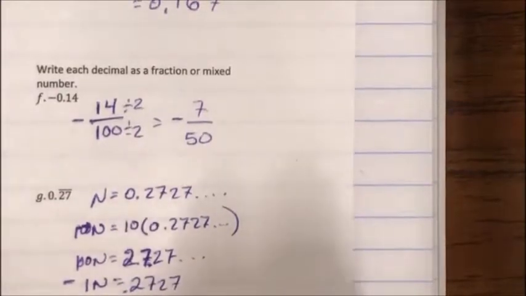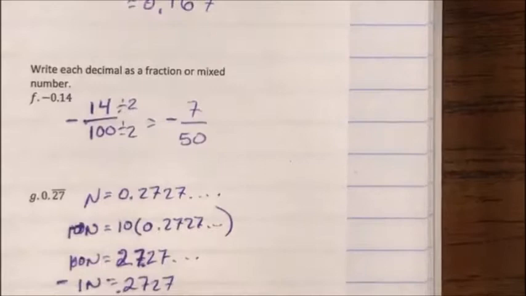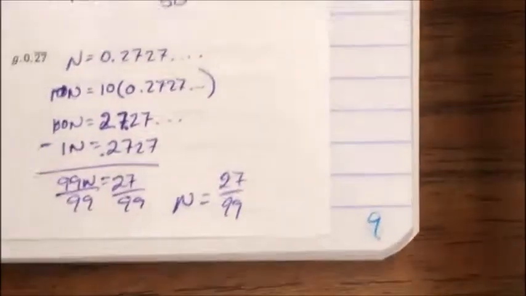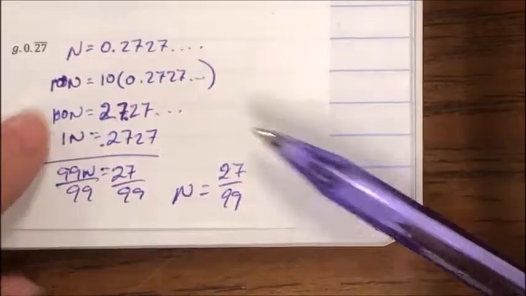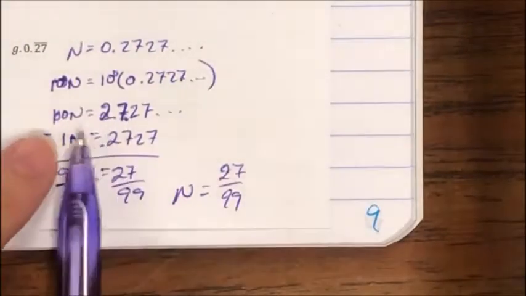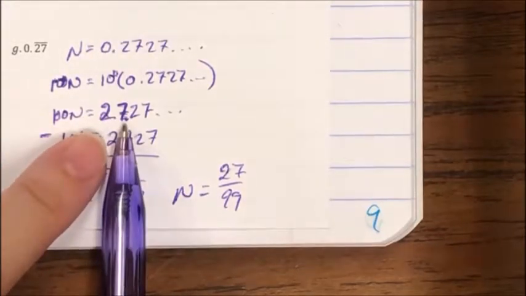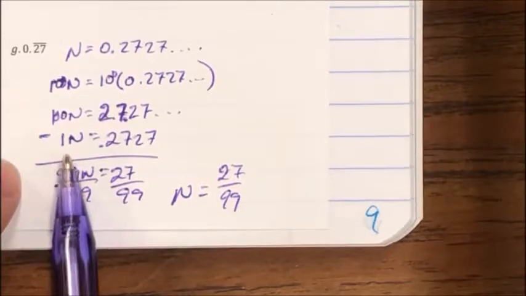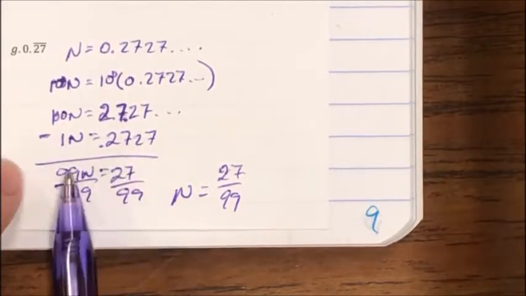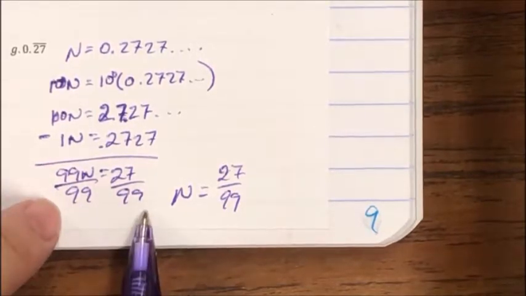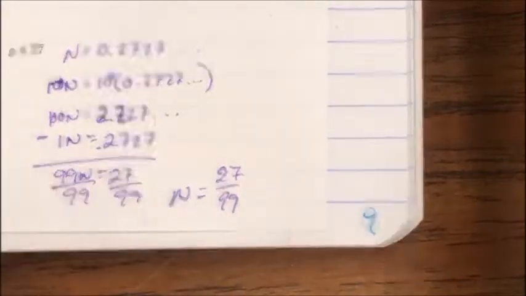I divide both sides by 99. So n equals 27 over 99. Sorry about that. Okay. So I'm multiplying by 100n. When I multiply both of these sides by 100, this becomes 100n equals 27.27 repeating. I subtract 1n from both sides. That gets rid of my decimals. So I'm left with 99n equals 27. I divide both sides by 99. So I get n equals 27 over 99.